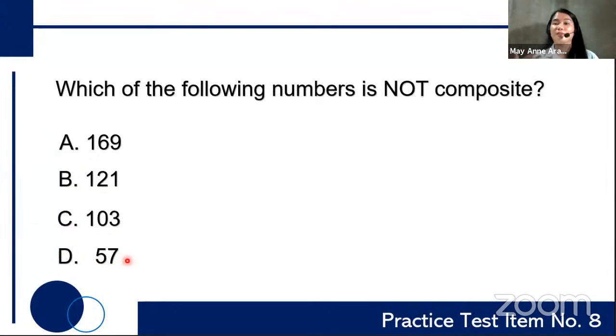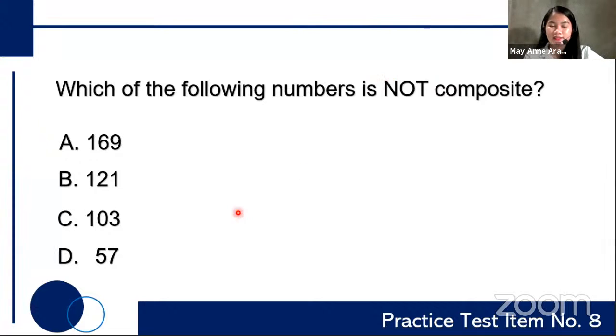You can also apply here the divisibility rule. Diba? So, 103 and 57 are not divisible by 2. And for divisibility rule of 3, 1 plus 0 plus 3 is 4, not divisible. 5 plus 7 is 12, and 12 is divisible by 3, meaning 57 is a composite number, diba? Kasi pwede siya i-divide by 3. May other factor pa siya aside from 1 and 57. So what's the correct answer? Correct answer is letter C. Tama si Mr. Suarez, Jervin.